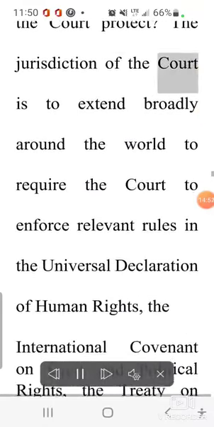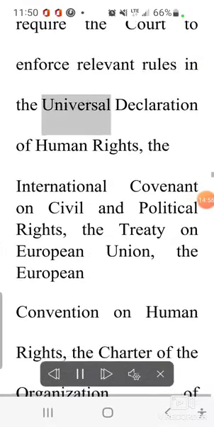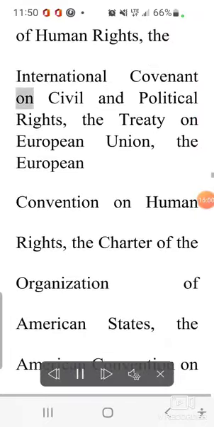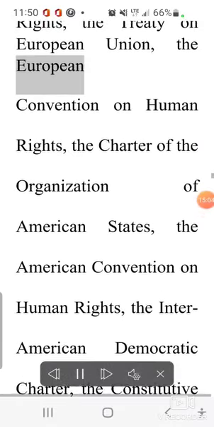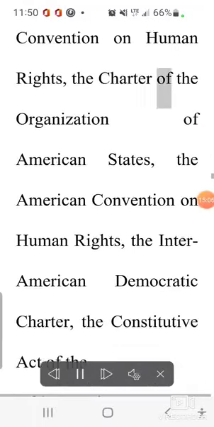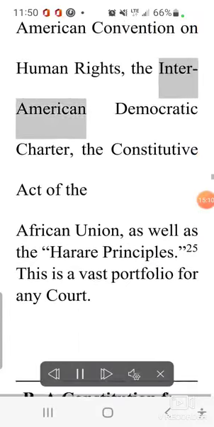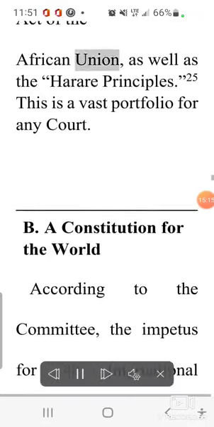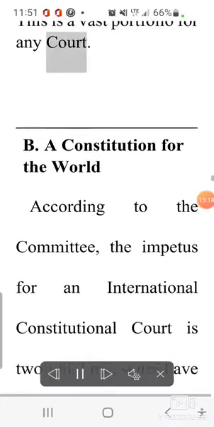The jurisdiction of the court is to extend broadly around the world, to require the court to enforce relevant rules in the Universal Declaration of Human Rights, the International Covenant on Civil and Political Rights, the Treaty on European Union, the European Convention on Human Rights, the Charter of the Organization of American States, the American Convention on Human Rights, the Inter-American Democratic Charter, the Constitutive Act of the African Union, as well as the Harare Principles. This is a vast portfolio for any court.